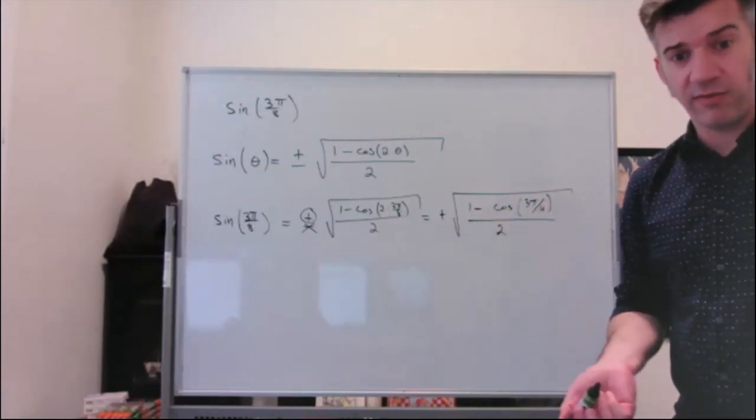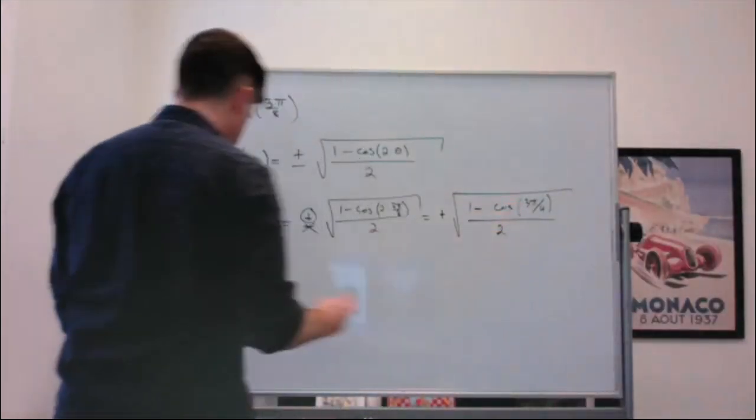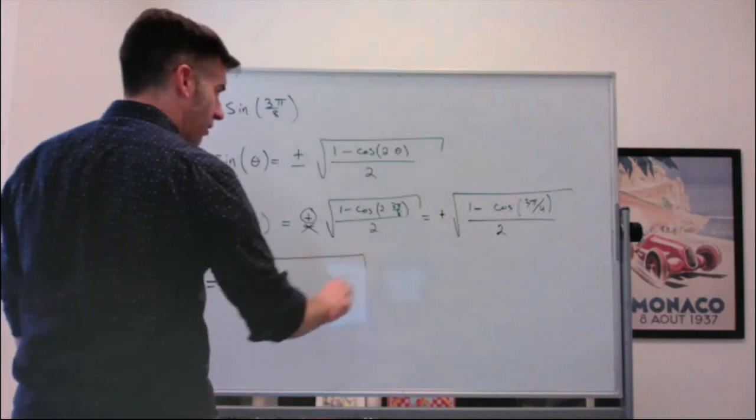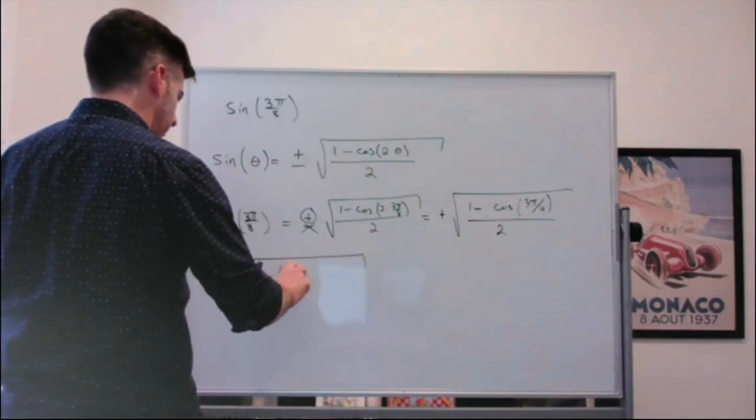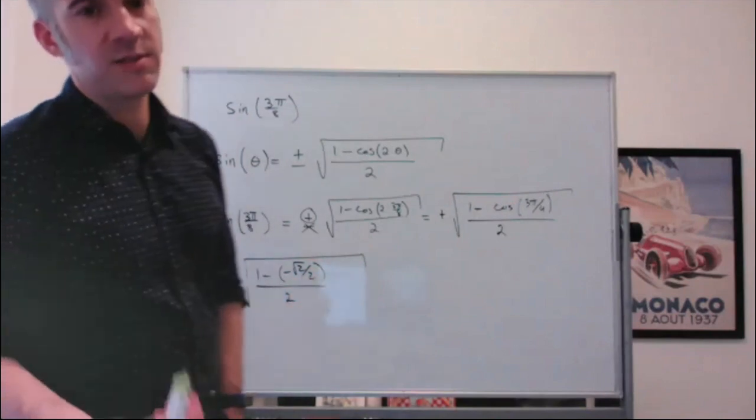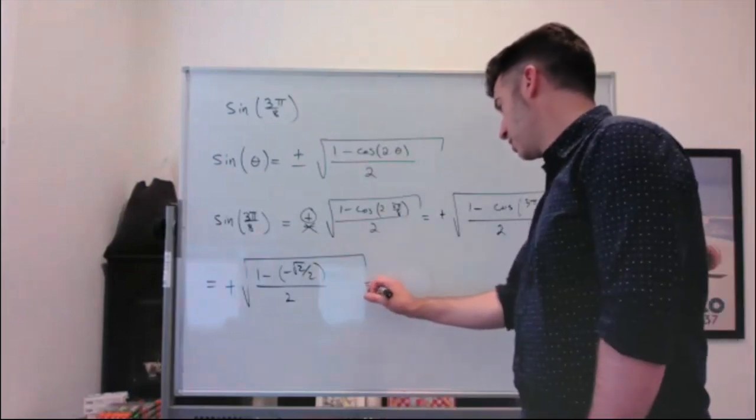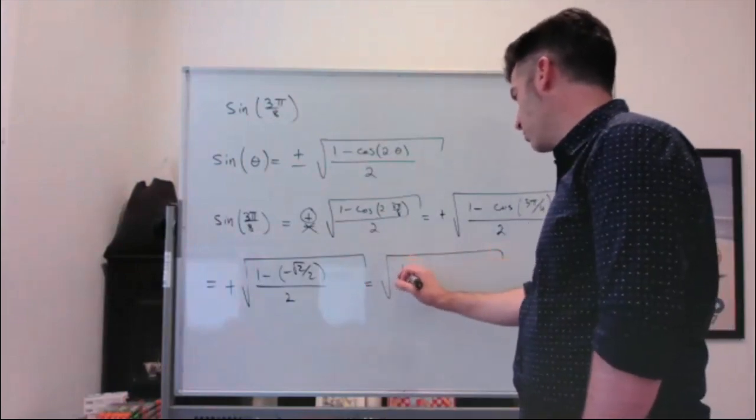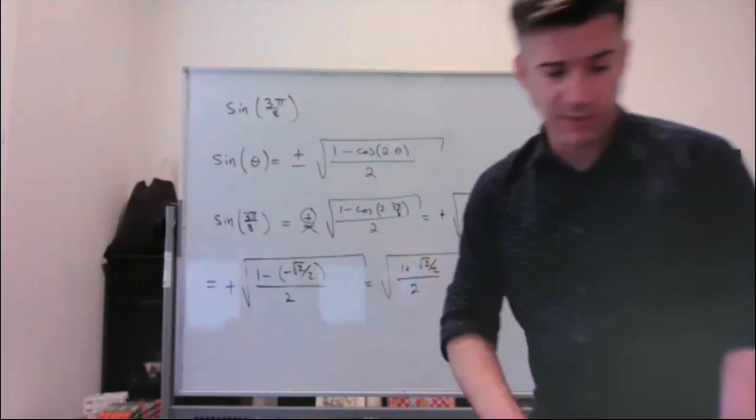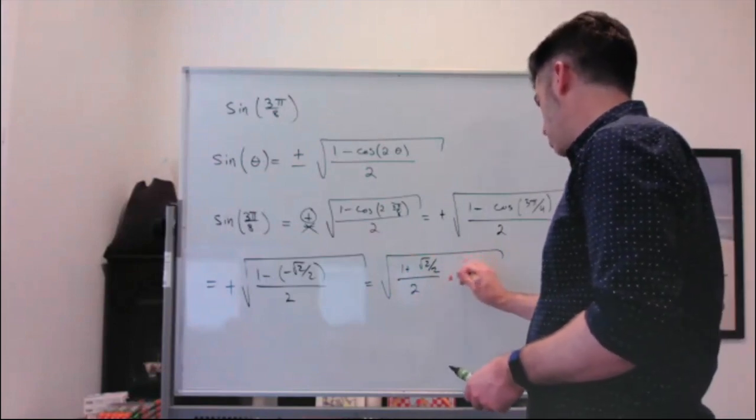And cosine of 3 pi over 4 is negative root 2 over 2. Again, that angle is in quadrant 2. Cosine's negative. That's going to be positive square root of 1 minus negative root 2 over 2, all over 2. And then there's some simplifying that I do expect you to do. So it's going to be the square root of 1 plus root 2 over 2, all over 2. And then we multiply the top and bottom inside the square root by 2 over 2.